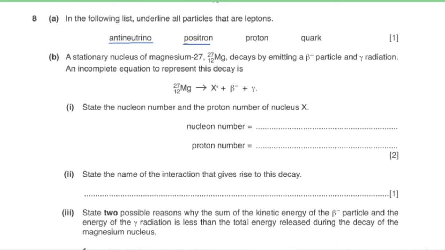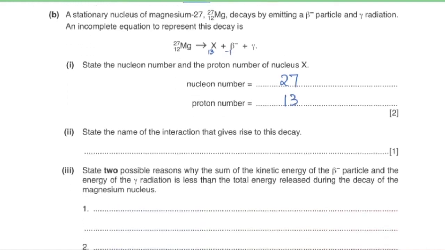Part 1, state the nucleon number and the proton number of nucleus X. So the nucleon number will remain as it is, which is 27. But the proton number will increase by 1, so that it's 13 over here and negative 1 over here. 13 minus 1 will give you 12. That's the conservation of charge. Part 2, state the name of the interaction that gives rise to this decay. So that's weak nuclear force.